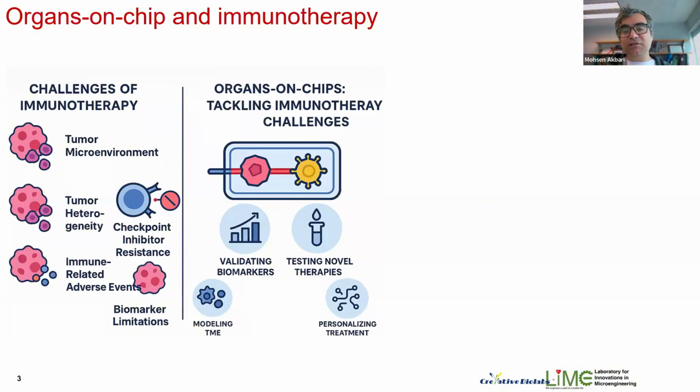They also enable personalized treatment by using patients' own cells, including patients' own tumor cells or patients' own blood cells and T cells that can be injected into these microfluidic systems and then used for testing different doses and combinations of drugs. And also these platforms can be used to validate newly discovered biomarkers like immune checkpoint expression levels using co-cultures of tumor and immune cells for improving the precision of immunotherapy.